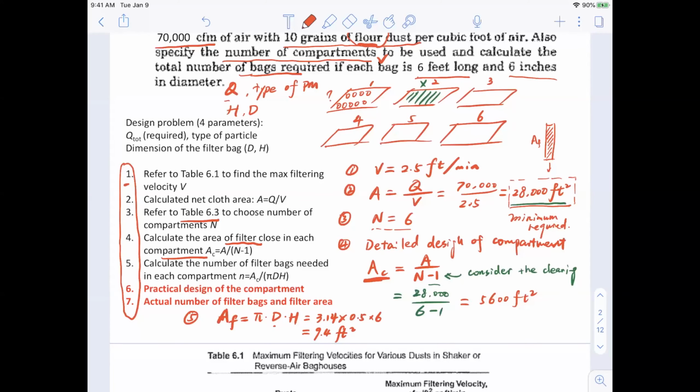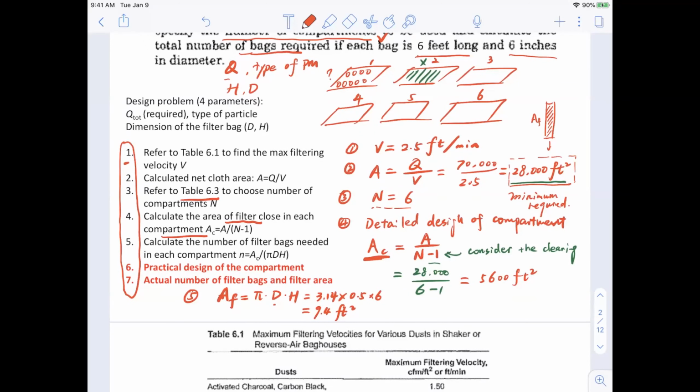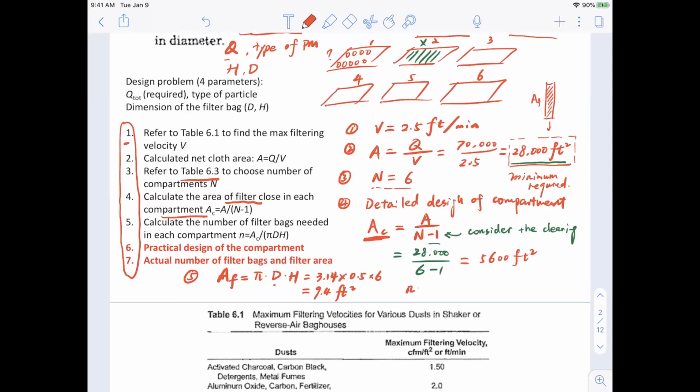Right. This is the area for each filter bag, and then to calculate how many filter bags we need for this compartment, we just need to divide AC by AF. This is the number of filter bags we need for each compartment. So if we plug in the values, 5,600 divided by 9.4, we can get basically 595 filter bags, right? And this is the number of filter bags we need for this compartment here.